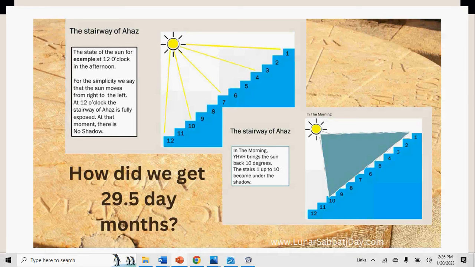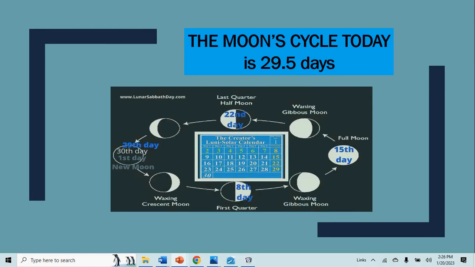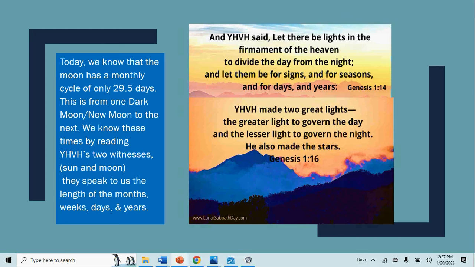Okay, so how did we get a 29-day month? It was from the 10 degrees difference in Hezekiah's sundial, and we showed you that in this illustration. So the moon cycle today is 29.5 days. And about the time of Hezekiah is when the whole world changed their calendars and everything began to be a 29.5-day month. So today we know that the moon has a monthly cycle of only 29.5 days, and this is from one dark moon or new moon to the next.